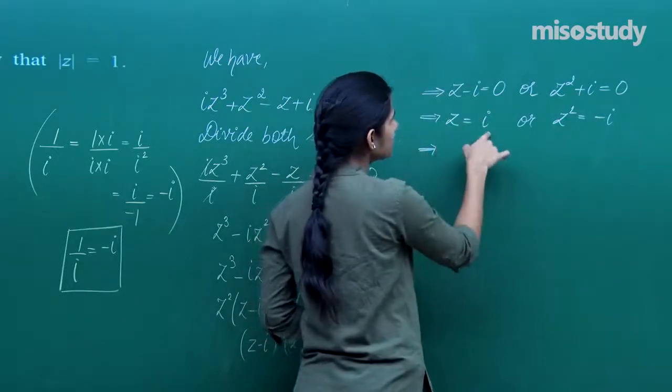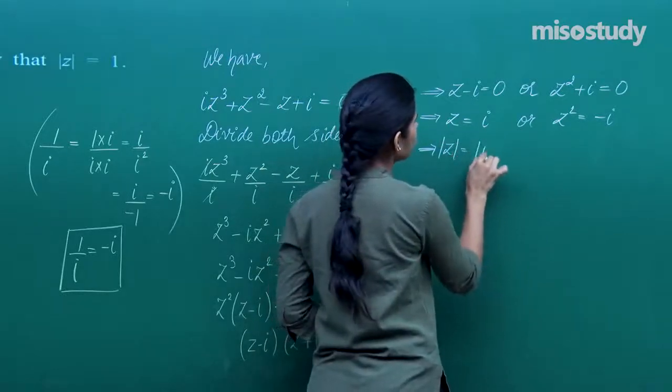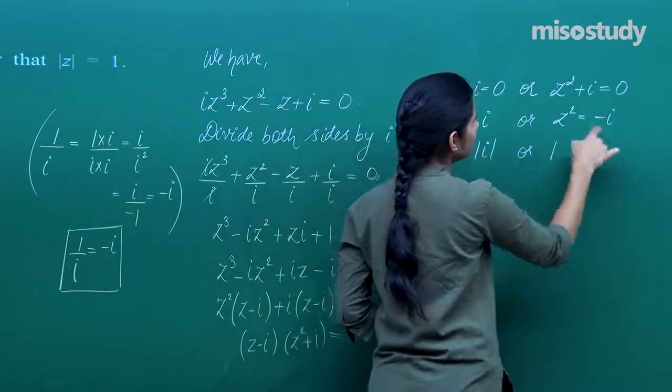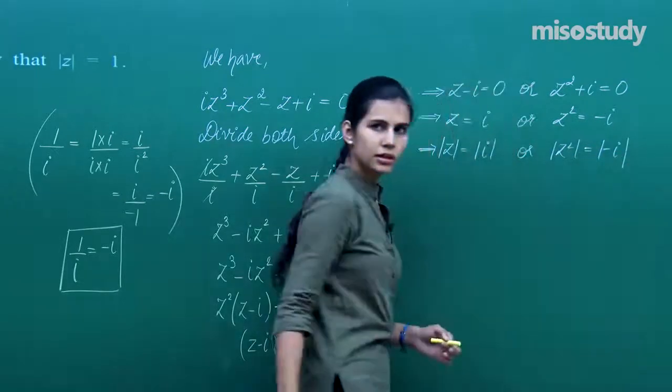If complex number z is the same as the complex number iota, that means their modulus is the same, and here these two are same, that means their moduli is same. Right?